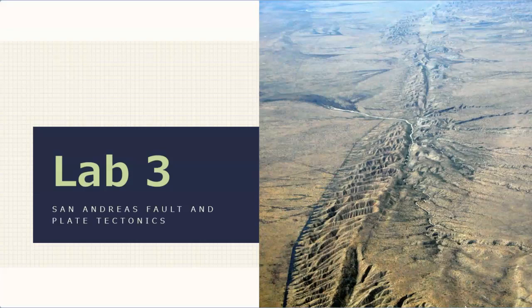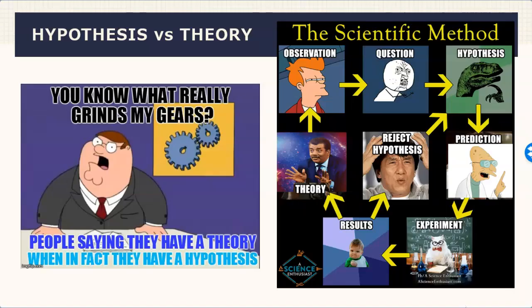I first want to revisit something we talked about a couple of weeks ago. This is the concept of the hypothesis and the theory. Remember that when people say in everyday life that they have a theory, what they really mean is that they have a hypothesis. They have a hunch as to why something happens. But in science, a theory is not a hunch.